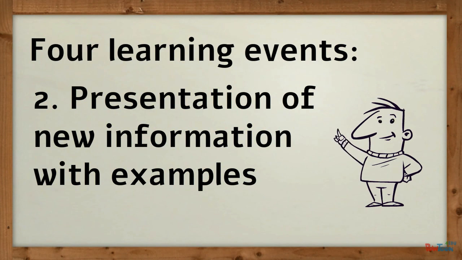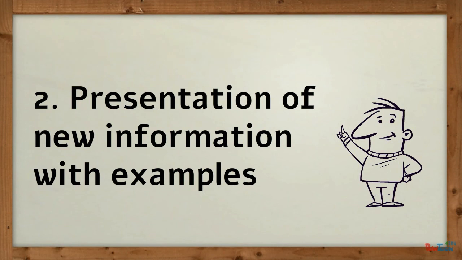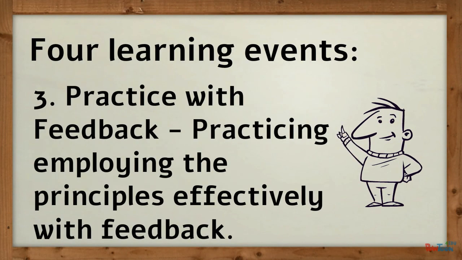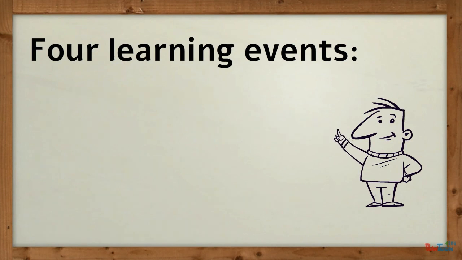This includes what the principle is about, how to employ it effectively, why it is valuable to employ in this context, and it's important to include plenty of examples. The third event, practice with feedback. Practicing employing the principles effectively with lots of feedback. This includes experimenting with the employment of the principles to learn more about how best to employ them in a valuable way. It also includes opportunities for making employment mistakes and correcting those mistakes.